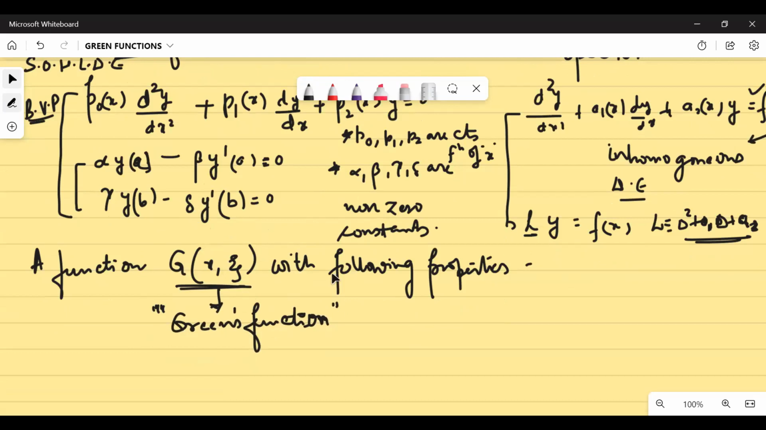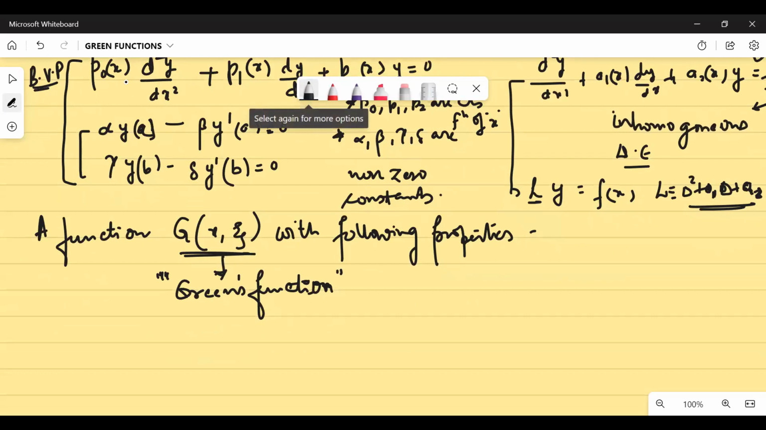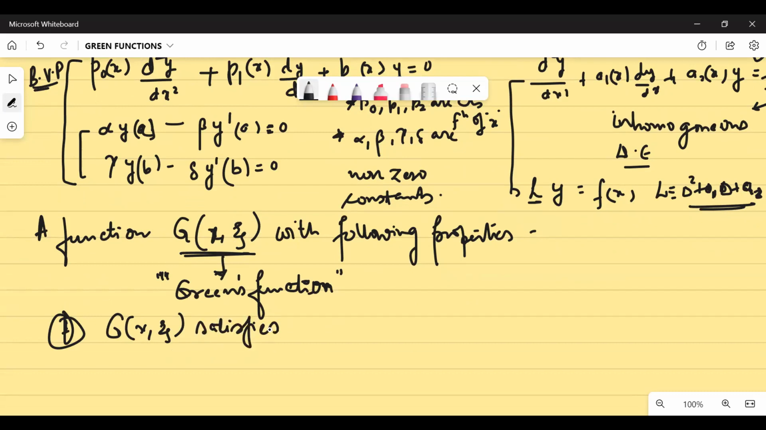This particular function is called Green's function, and it satisfies the following properties. The first thing that it does is it satisfies the differential equation itself. So I will write here that g(x, zeta) satisfies the following property. Just don't worry about it, I'll explain this. Basically Green's function will have x, and there would be some other variable zeta also. Sometimes in books you'll find it written as s also. The first property it satisfies is that it satisfies the differential equation itself.